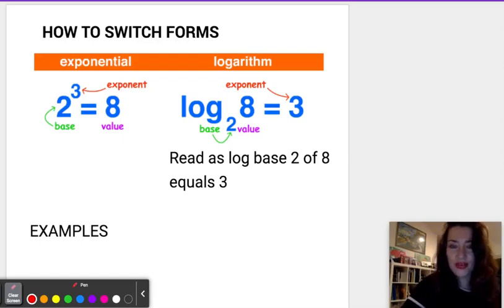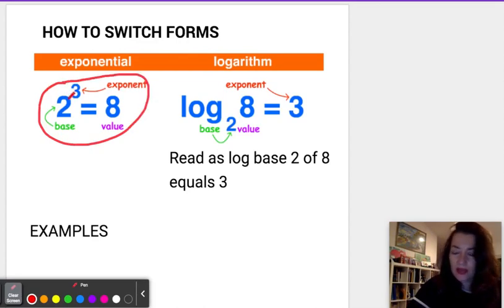Hi, in this video, I'm going to show you how to switch forms from exponential to logarithm. So let's look at the exponential form. Right here, we have 2 cubed equals 8. And the important question to ask is, what is the base and what is the exponent? Because we're going to use that when we switch to log form.